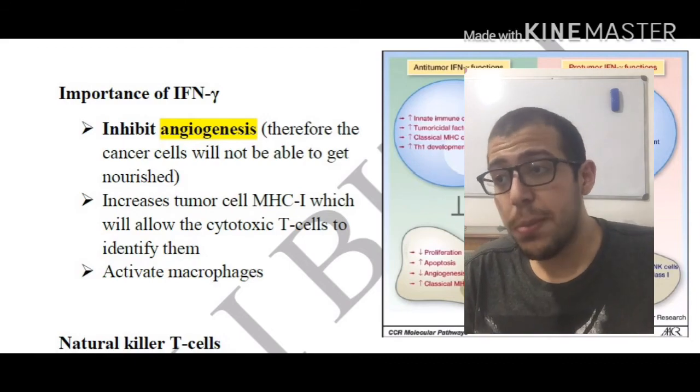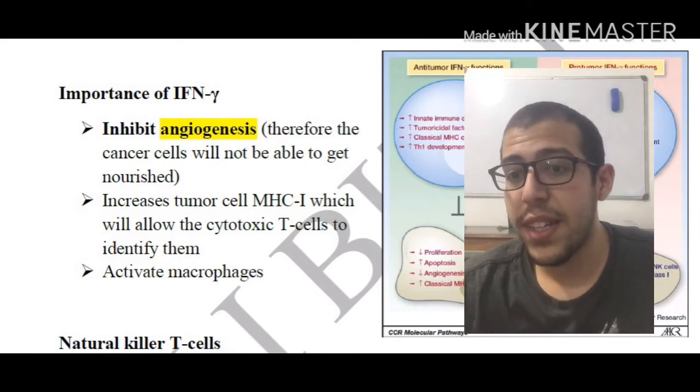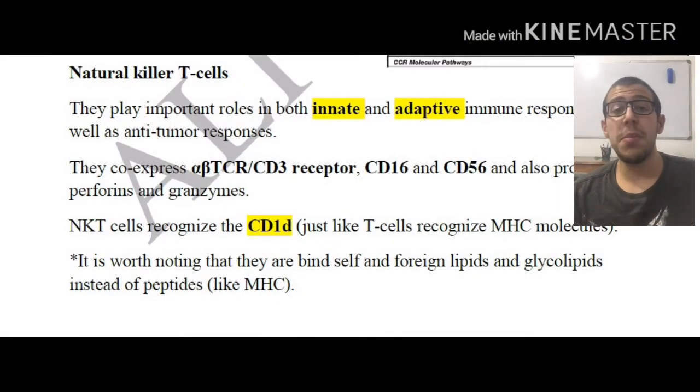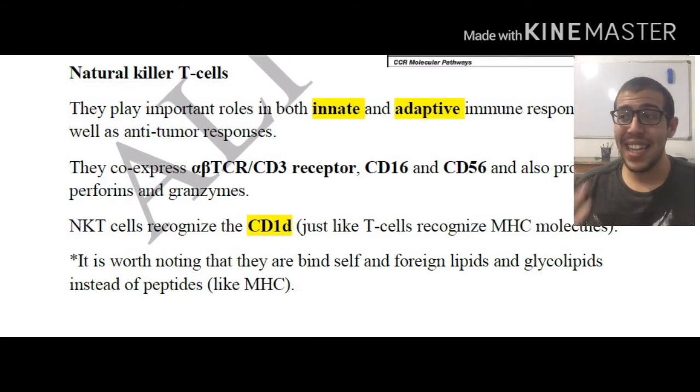Next, the interferon gamma is also going to be activating macrophages. Now, in the last part of our lecture today, we're going to be talking about the natural killer T cells. They play important roles in both the innate and the adaptive immune responses, as well as the anti-tumor responses. They are going to be co-expressing the alpha-beta TCR-CD3 receptor.